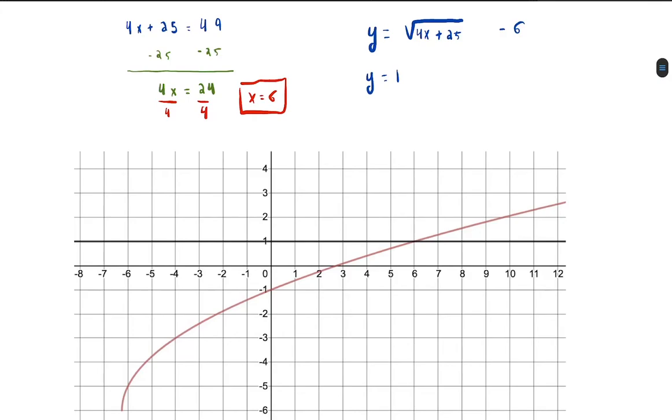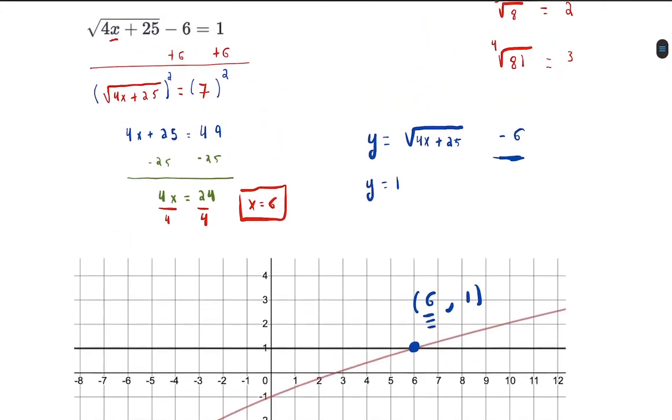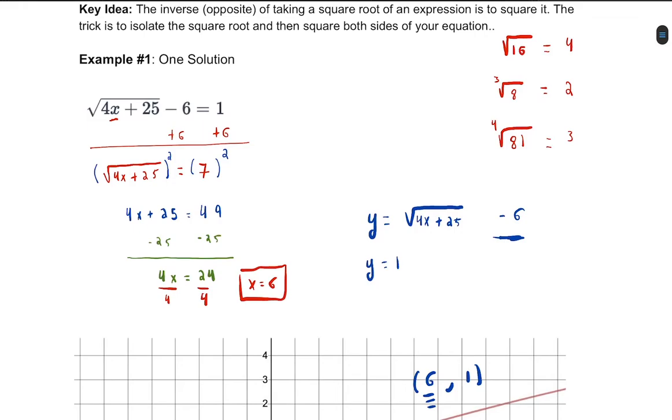Notice that it's been shifted down 6 spaces. It's been moved to the left. All of these things that we would normally expect, and then it's got the square root form. And what we can see here is that when x is 6, both of these equations are 1. So we could plug back in here, right? We could check by plugging this 6 back in. 4 times 6 is 24, plus 25 is 49, the square root of 49 is 7, minus 6 is 1.